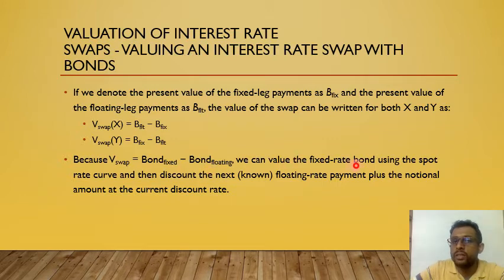We can value the fixed rate bond using the spot rate curve, discounting the fixed payments plus the notional amount at the current discount rates. The floating rate bond is only valued from the next payment date, and it is brought back to the period in which we want to value our swap. That is the basic idea, and that is a point we have to note. So we'll consider an example.